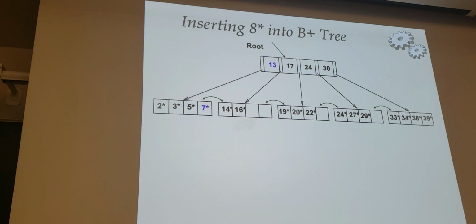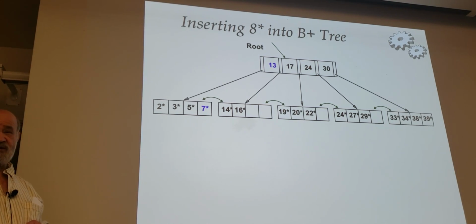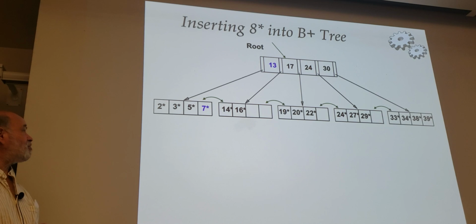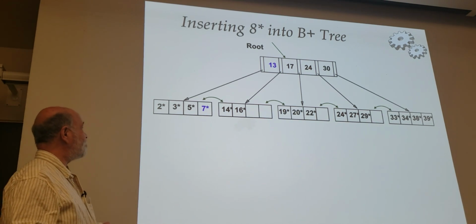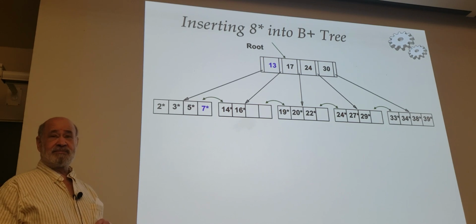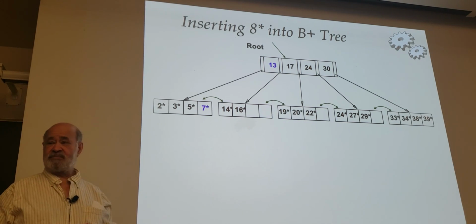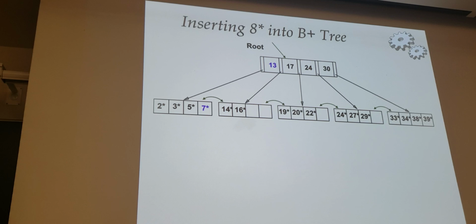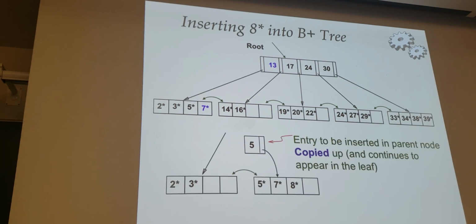Suppose that we need to put the entries for 8 inside this tree. Well, where are we going to try to put them? We go to the left, because it's less than 13. Okay? And now we go ahead and we see we've got the 2, 3, 5, 7. No room. So, what are we going to go ahead and do?